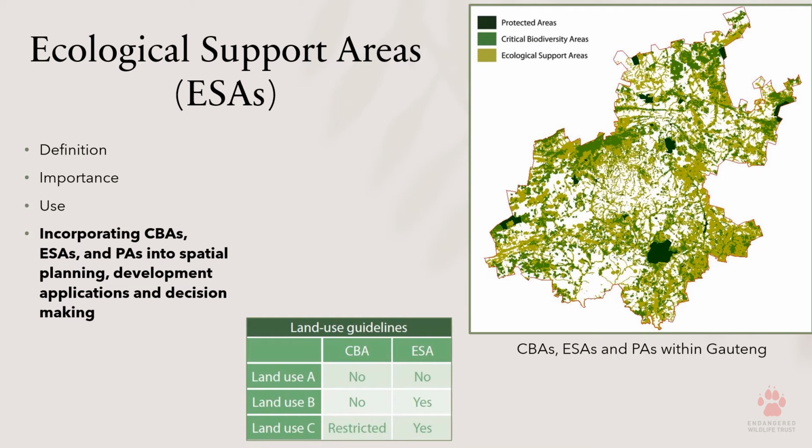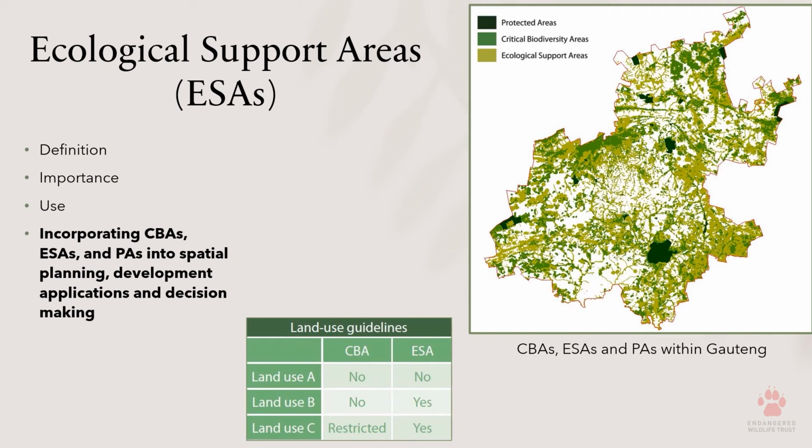Wherever possible, systematic biodiversity planning intentionally avoids identifying CBAs or ESAs in areas that are priorities for intensive land uses such as urban development or cultivation. This systematic biodiversity planning is mostly done at the provincial level. CBA maps are now available for all South African provinces and are updated approximately every 5 years to take into account changes in the landscape.